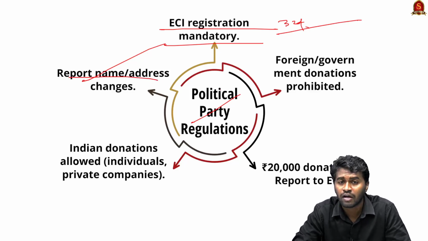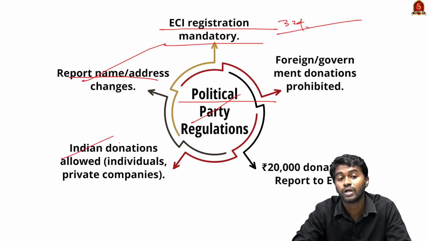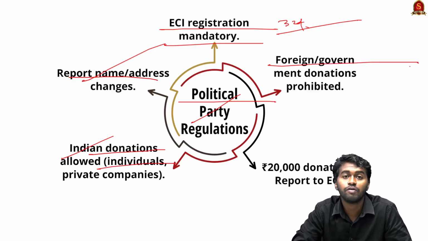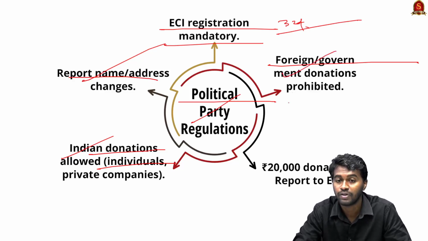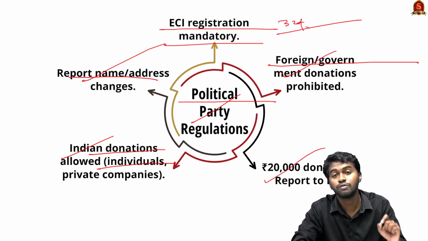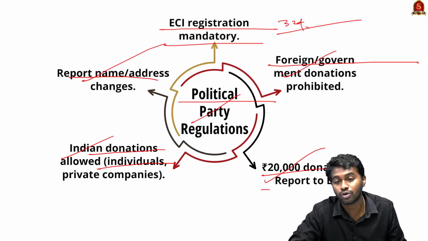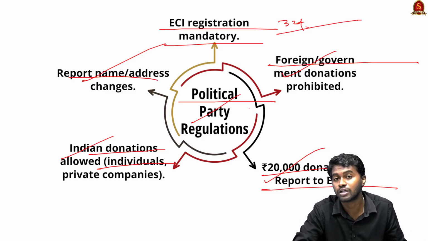And coming to the rules for political parties, they can accept donations from individuals and private companies in India. On the other side, donations from government entities, agencies, and foreign agencies are completely prohibited. And if a donation for an individual candidate goes beyond 20,000, then he has to report that to the Election Commission of India. So these are the regulations for political parties under RPA.